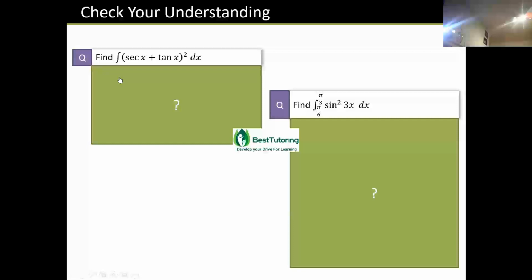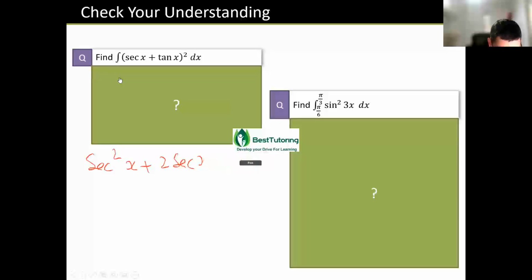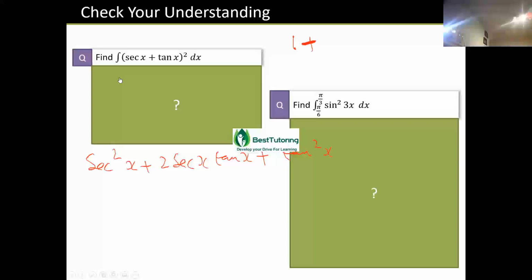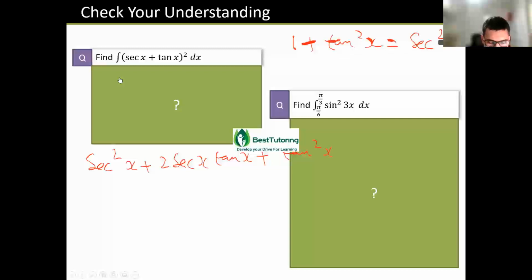Sec squared x plus 2 sec x tan x plus tan squared x. Now, guys, we need to go back to the same identity. Ayushi, can you tell me what was the identity which we did? 1 plus tan square x is equal to, or tan square x plus 1 is equal to sec squared x. Right, okay. So we need to use this identity to simplify that one.